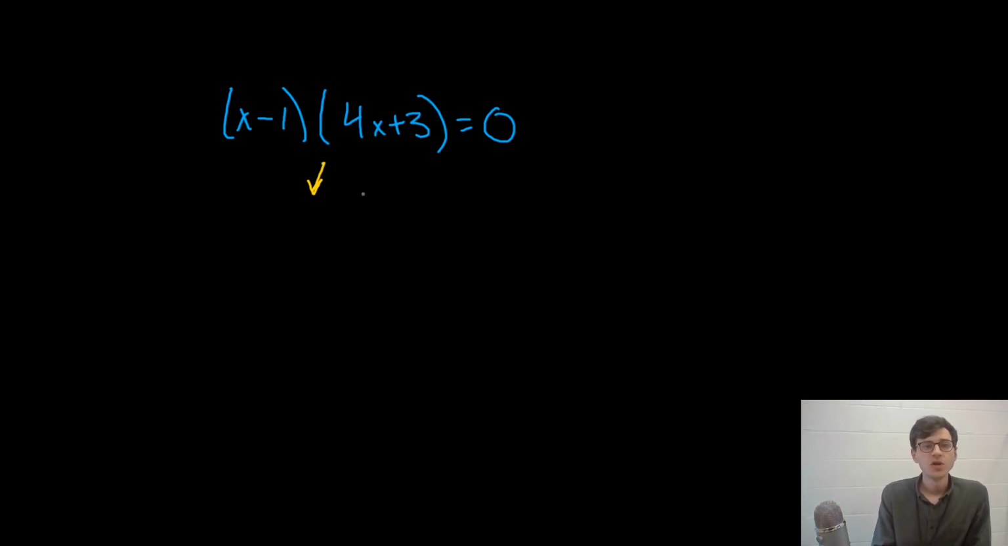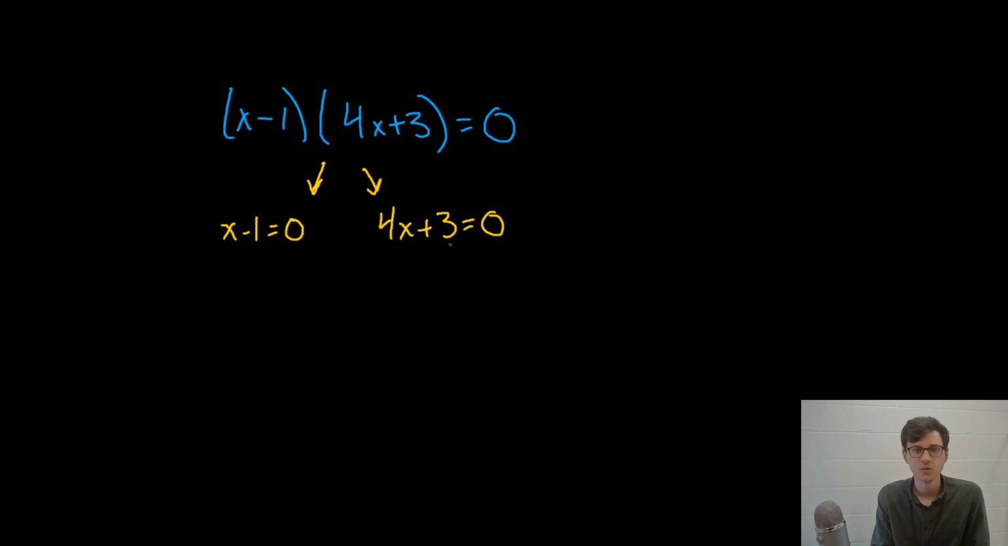Okay, we don't know if the cat is dead or alive, right? Either x minus 1 is 0 or 4x plus 3 is 0. So you can add 1 to both sides. So then x is either equal to 1 or, subtract 3 from both sides, 4x equals negative 3. Divide by 4. x equals negative 3 over 4.